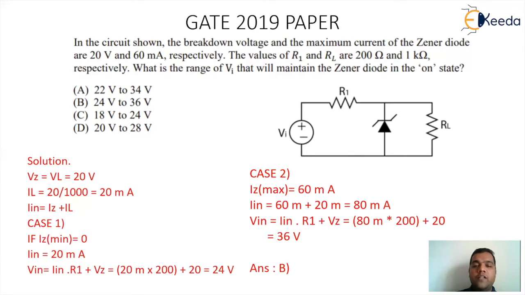The lower value is 24 volt and the higher value is 36 volt. So from the options, the correct answer is answer B. The range of Vi is from 24 volt to 36 volt. Correct answer is answer B, where we have solved this question using two Zener cases. Minimum Zener current is going to be 0 and the maximum current of the Zener is 60 milliampere. That is as per the data given.